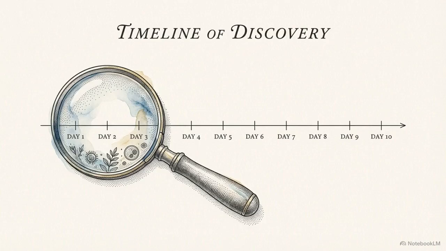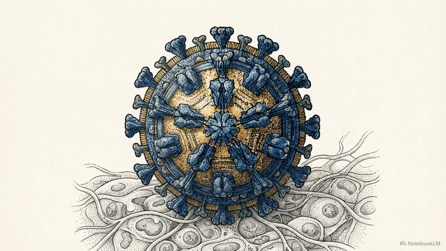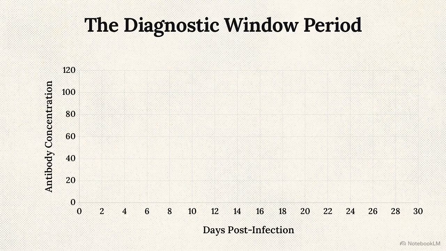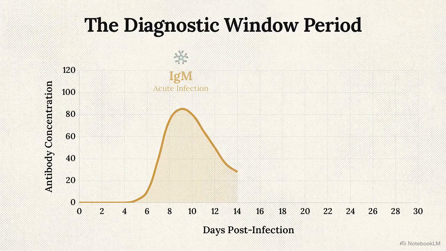To understand why, we have to look at the timeline of an infection. The moment a pathogen enters the body, the immune system doesn't instantly flood the bloodstream with antibodies. This process takes time, and that delay is called seroconversion. This chart maps the typical immune response over a 30-day period. The first responders are IgM antibodies. They indicate an acute primary infection, peaking rapidly around days 7 to 10 before eventually dropping off.